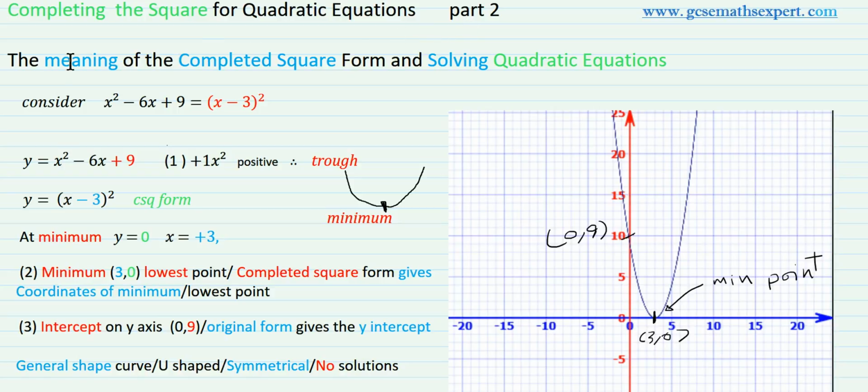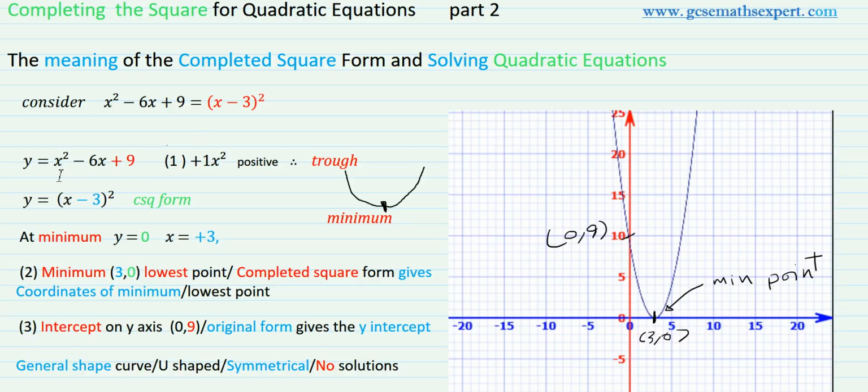Okay, so we're going to discuss the meaning of completed square form, and then we're going to solve quadratic equations. Okay, if we consider the quadratic equation x squared minus 6x plus 9, its completed square form is x minus 3 all squared. Now y is equal to x squared minus 6x plus 9.